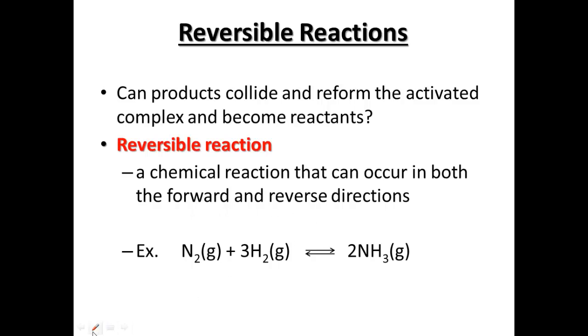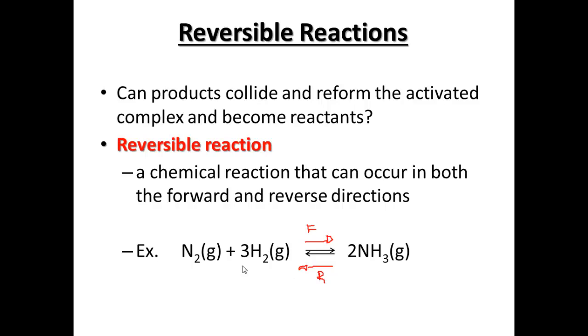So let me get my pen out here. Now, in this example reaction, we have nitrogen and hydrogen making ammonia gas. When it goes this way, that is the forward direction. However, the products, this ammonia gas, can actually split apart and form hydrogen and nitrogen. And if it goes this way, we have the reverse direction.